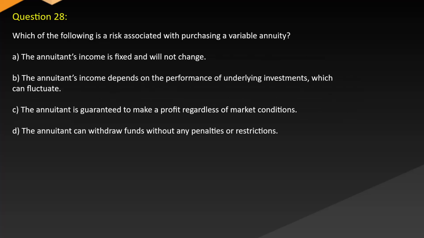Question 28. Which of the following is a risk associated with purchasing a variable annuity? A. The annuitant's income is fixed and will not change. B. The annuitant's income depends on the performance of underlying investments, which can fluctuate. C. The annuitant is guaranteed to make a profit regardless of market conditions. D. The annuitant can withdraw funds without any penalties or restrictions.